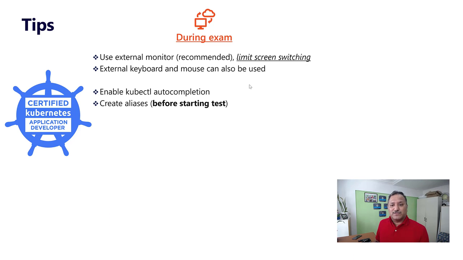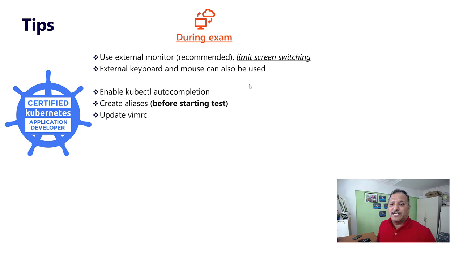Also use the short forms, like instead of pods or nodes, you can use PO and NO as the resource names. So later on, I'll show you the list of aliases which I use. But this you can do before starting the test. So what I did was, I had all the aliases in Notepad++ created beforehand. I copied it before starting my exam, and then in the Notepad feature of the exam, I pasted them. So instead of remembering all of those, I could just create them beforehand.